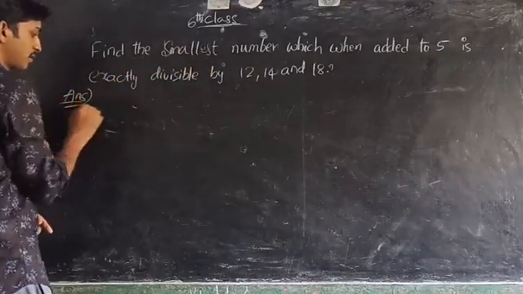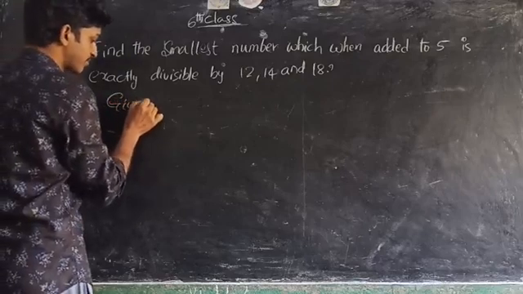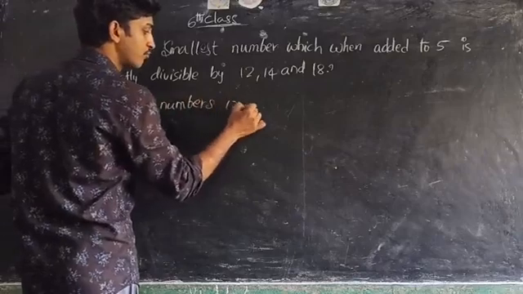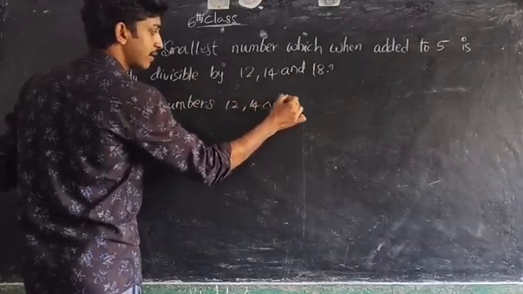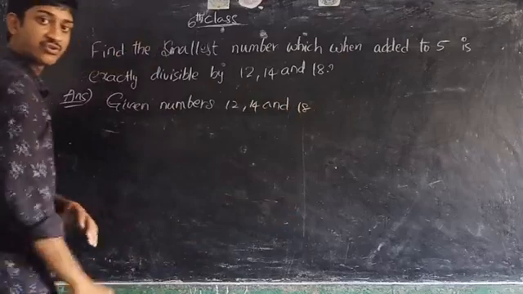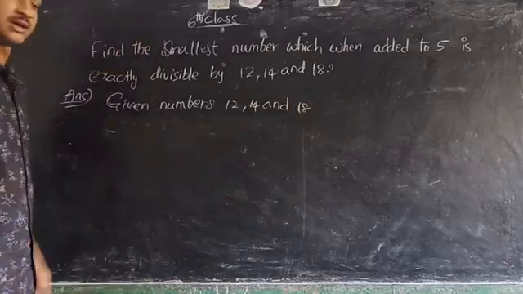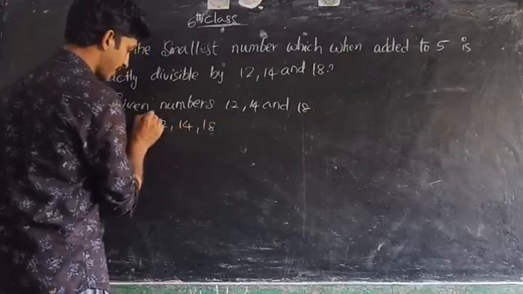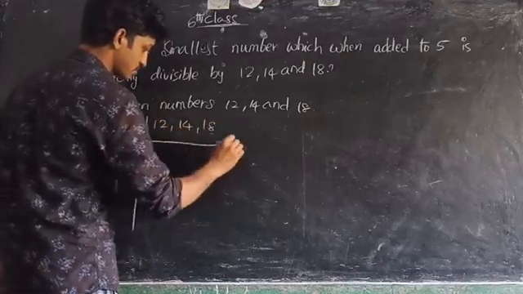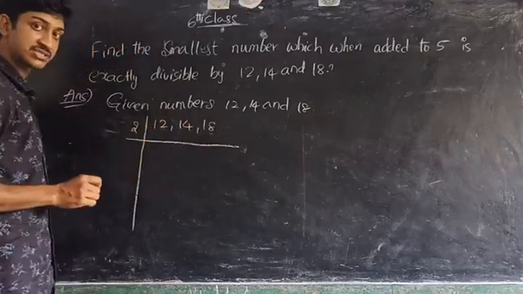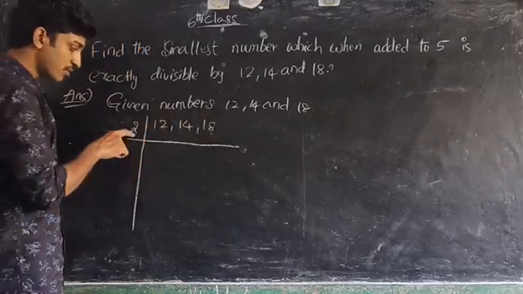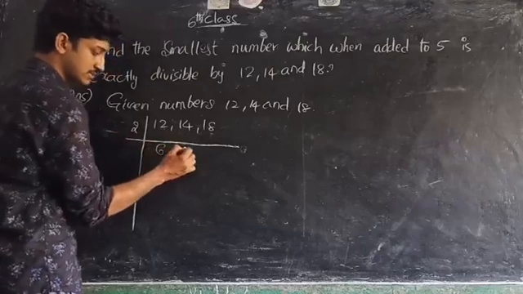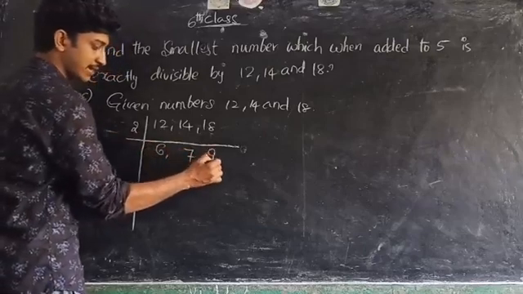First of all, the given numbers are 12, 14 and 18. So we have to find the LCM of these three numbers. I am finding the LCM by the division method. I take the least prime number which is common. In the 2 table, 12 is 6 times, 14 is 7 times and 18 is 9 times.